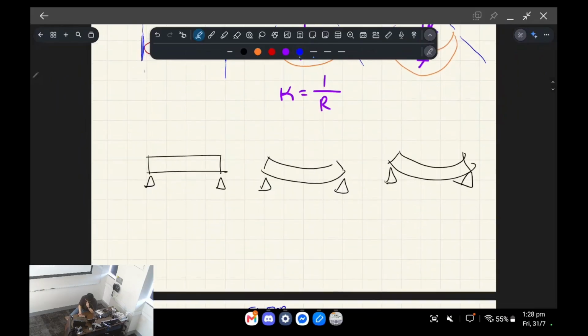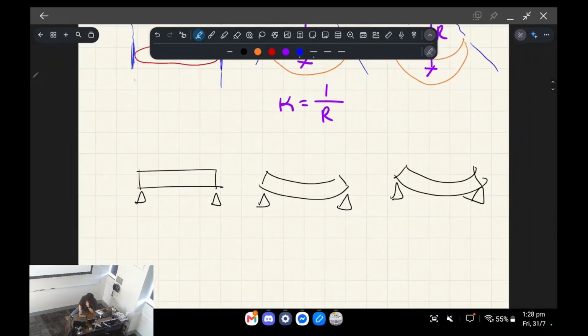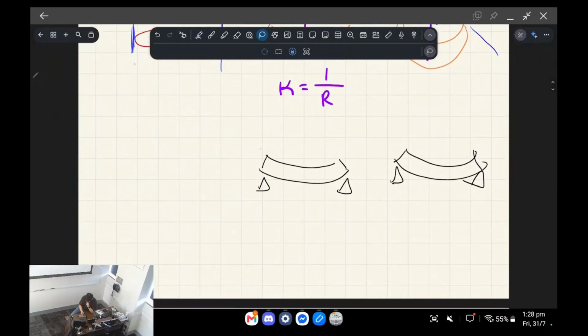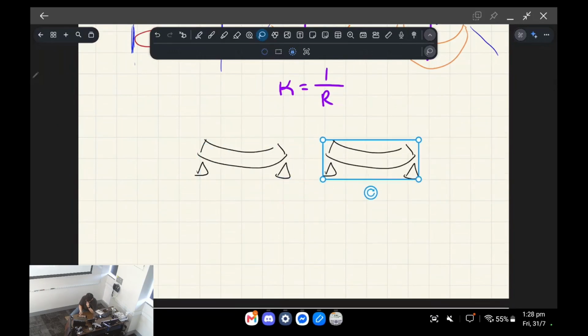Okay, so if you have a beam that is, okay, you know what? One second. Just frozen? Okay, no. I'm going to copy this.